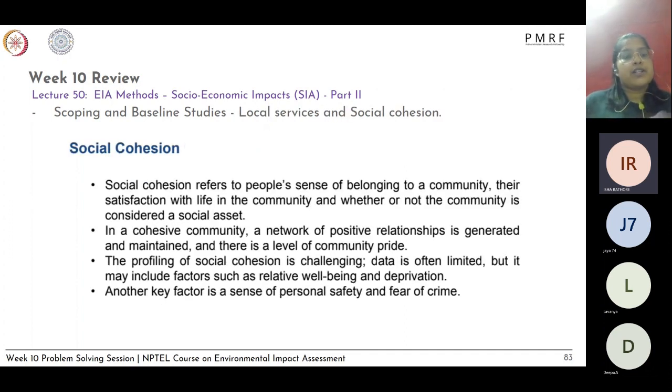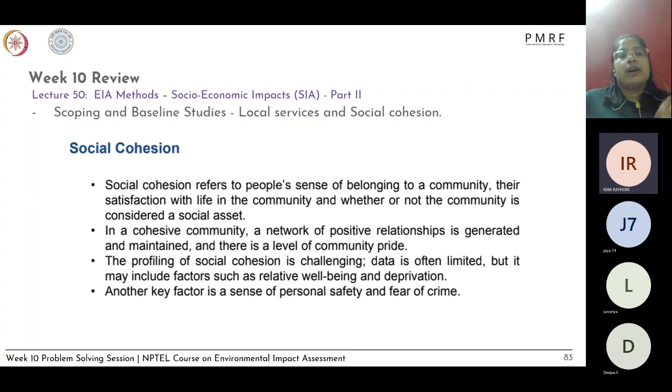Then we also need to look at social cohesion. So social cohesion is basically people's sense of belonging to a community and their satisfaction with life in the community, whether or not the community is considered as a social asset. So, in a cohesive society or community, a network of positive relationships is generated and maintained. That is, there's a level of community pride. The profiling of social cohesion is challenging. Data is often limited, but it may include factors such as relative well being and deprivation. Another key factor is the sense of personal safety and fear of crime.